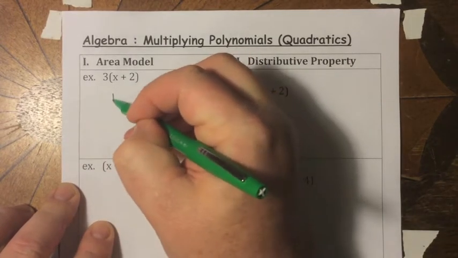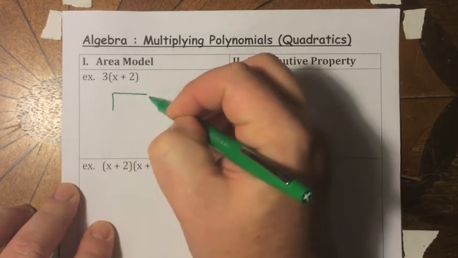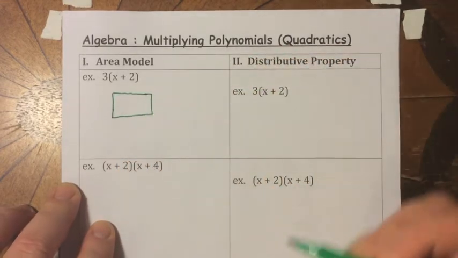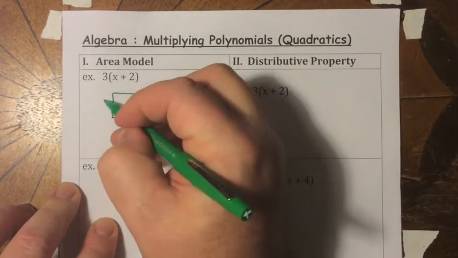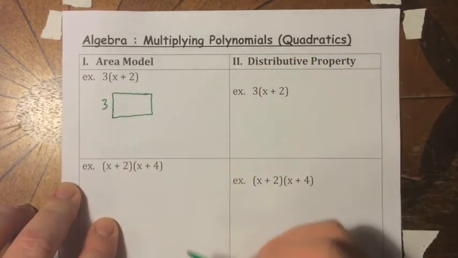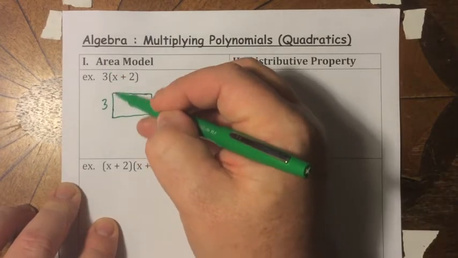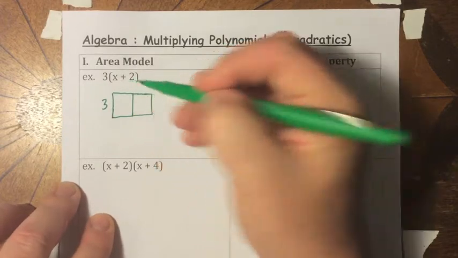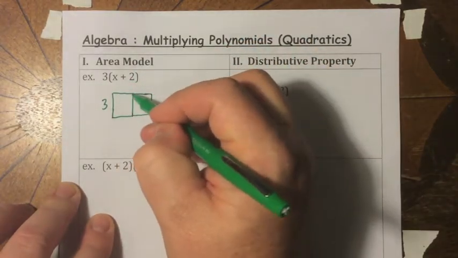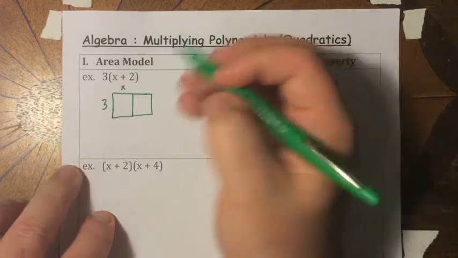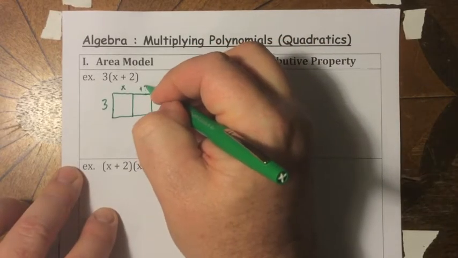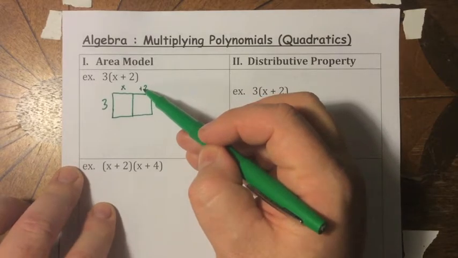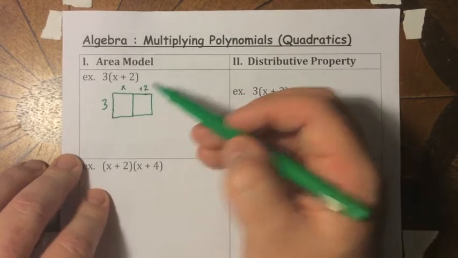I'm going to begin by creating a rectangle. The length of the rectangle really does not matter because you're just going to do a generic rectangle. On this side, I'm going to put the number 3. That's going to represent that length of 3. I'm going to split this into 2 because I have a binomial going up here. This generic length here is going to be a length of x, and this here is going to be a positive 2. It is very important that you include the symbol with the number as you are multiplying.